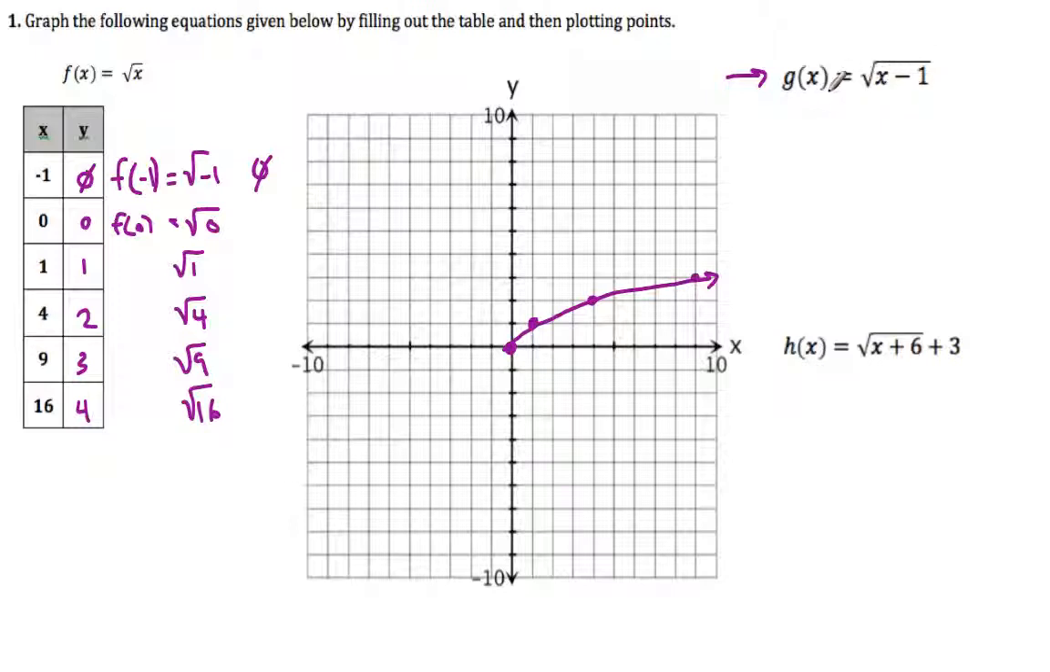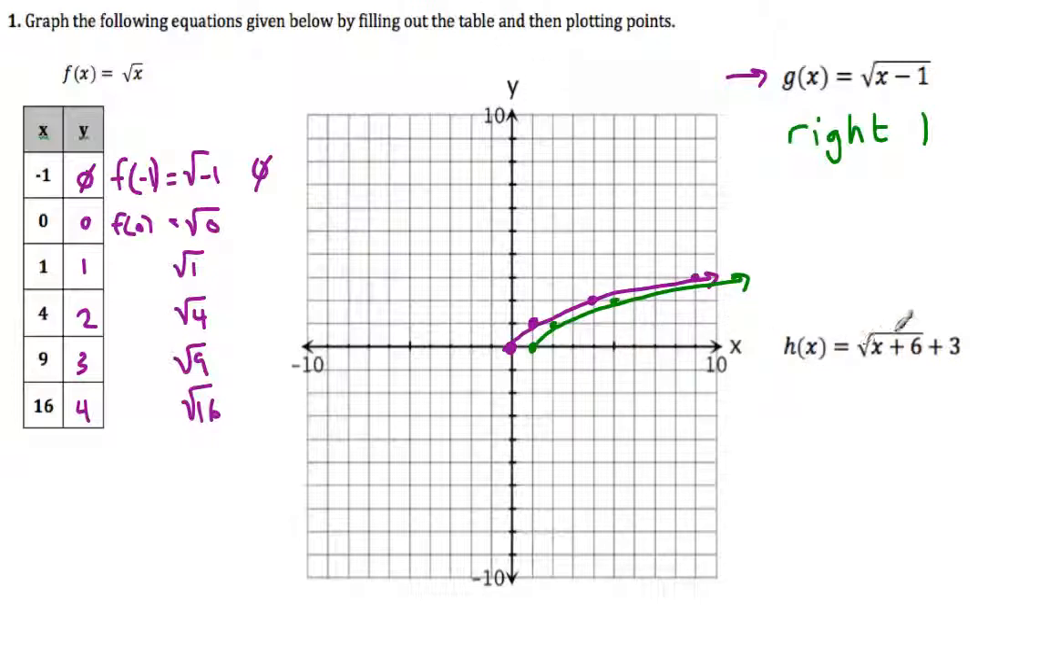Okay, so g of x, this is square root of x minus 1. This is shifted just right 1. Okay, so when we look at this point, it starts here, right? And then it goes up 1, right 1, up 2, right 4, up 3, and then right 9. So something like that. Right? It's just shifted 1 to the right.